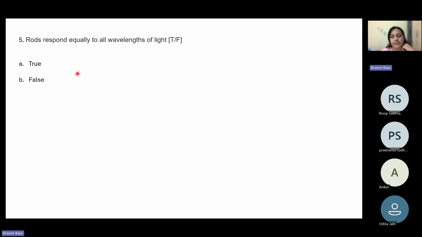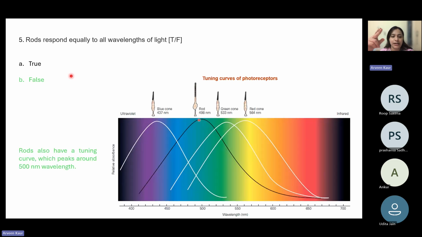light. Is it true or is it false? So it is also false, right? So although they are not as distinguished as cones, there are at least three types of cones that are there for different kinds of wavelengths of light, but they will also not respond equally to all wavelengths of light. Otherwise, we will not be able to distinguish in the dark also between different objects, right?